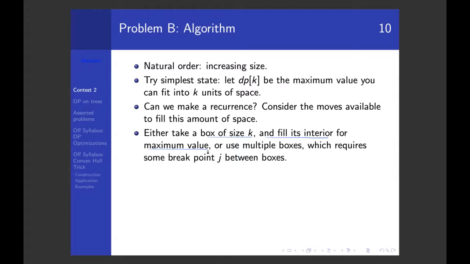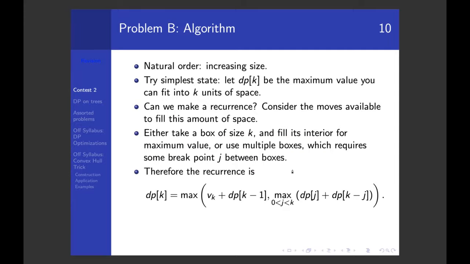All these multiple boxes, but you can have a breakpoint. What that means is, if you have multiple boxes, there exists some j such that you have boxes adding up to j and boxes adding up to k minus j. So you can split it in two and add these two components together for some j. If there's only one box, this won't be true, but in this case we're considering multiple boxes, so we're guaranteed that there exists some split point or breakpoint.